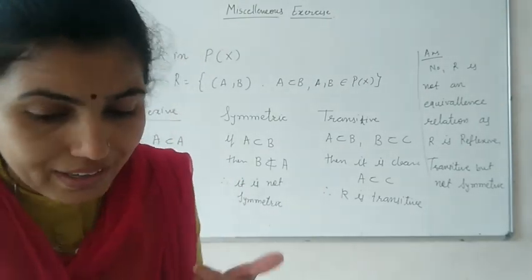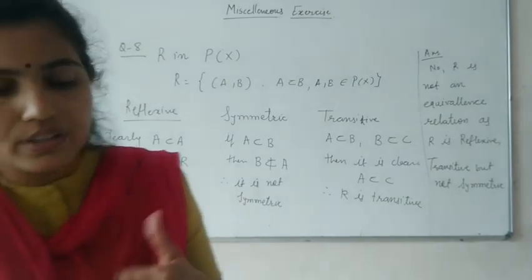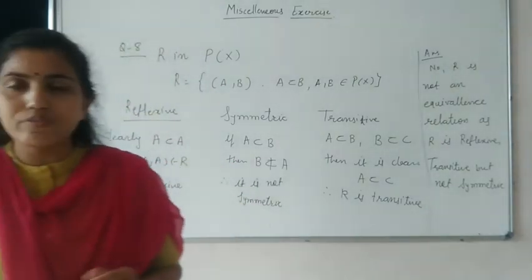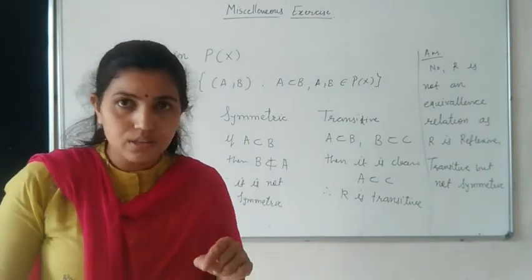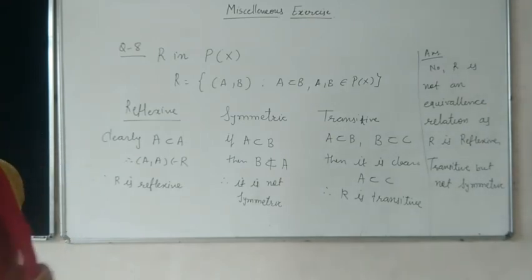Question number 9, then 12, 13 and 14. These questions are based on the binary operation, which is not included in the syllabus. So that's why we are not taking those questions. Now let me see the next question.